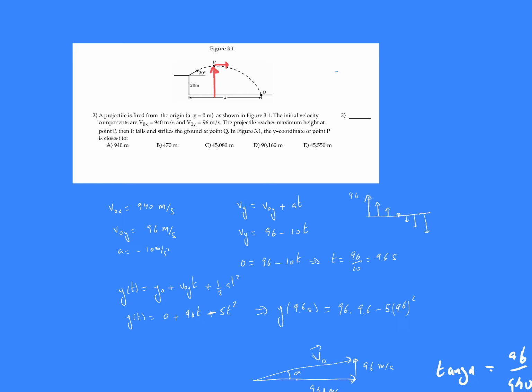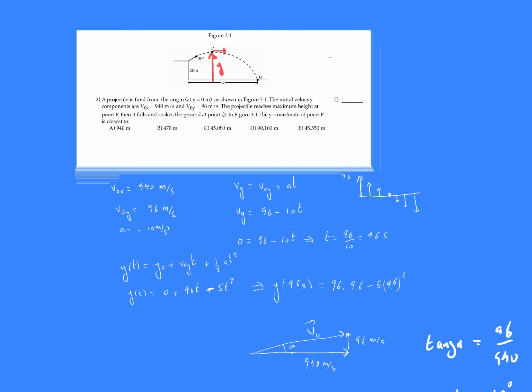Okay, at the point P, the y coordinate of point P is closest to the y component. So it's asking about what is this y? What is this y?